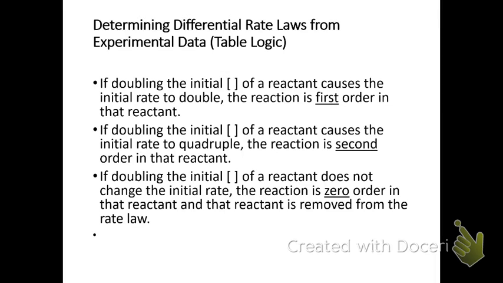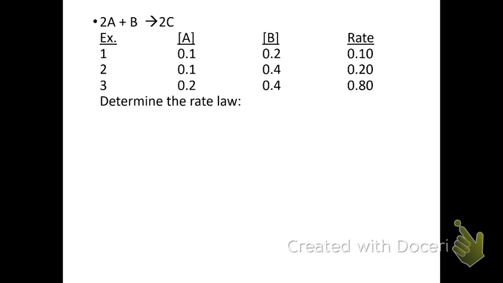Okay? All right, so sometimes you have to play around with it. So the main thing you want to do is look at your experiments, and then find 2 experiments in which one of the concentrations is held constant and the other one's changed. Because if both concentrations are being changed, then you really can't tell what's affecting the rate, okay?